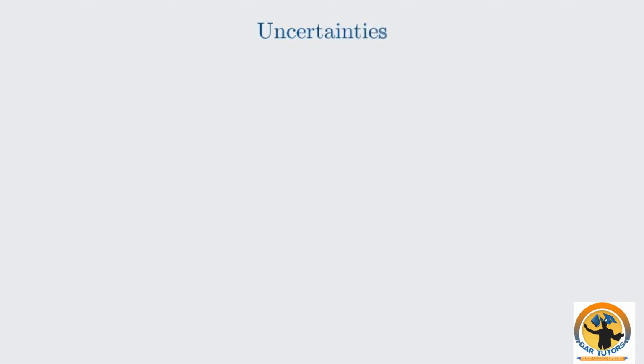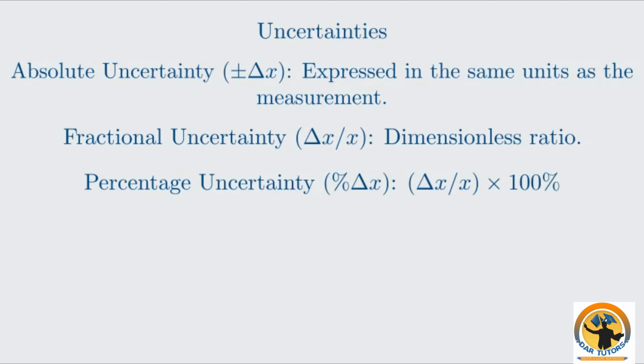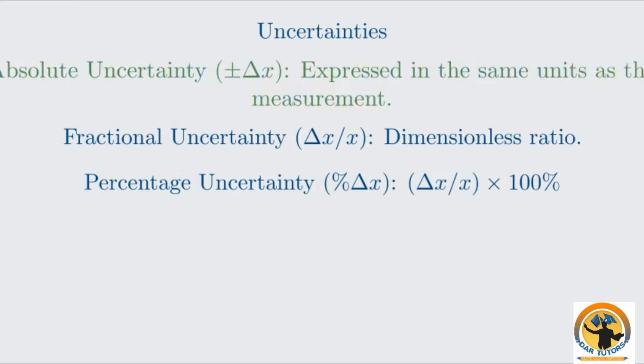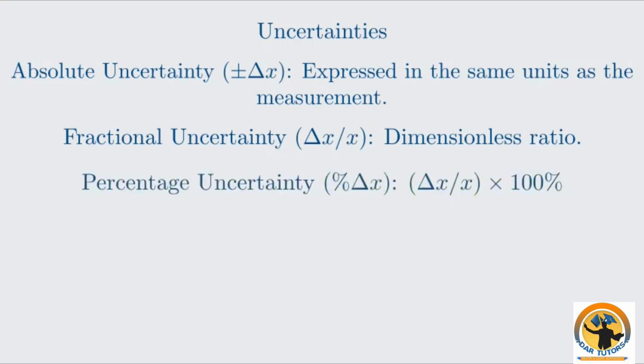In IB chemistry, you must be able to express, record, and propagate uncertainties in your measurements. Every measurement has an associated uncertainty, which can be absolute, fractional, or percentage. The absolute uncertainty, dx, is the range in which the true value likely lies. Fractional uncertainty is the absolute uncertainty divided by the measurement itself. Percentage uncertainty is the fractional uncertainty multiplied by 100.